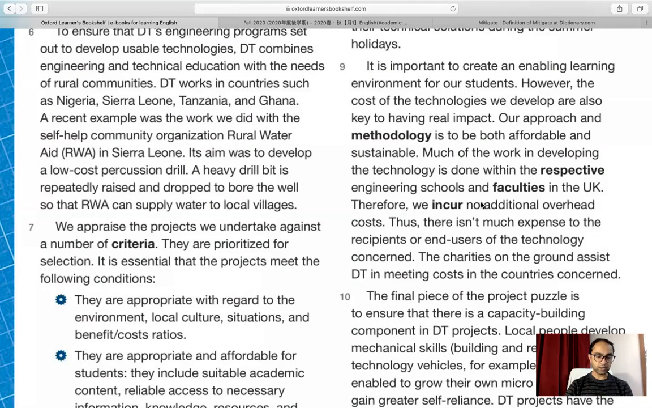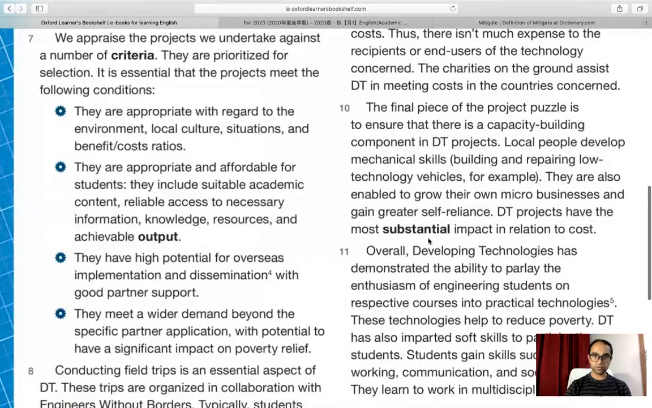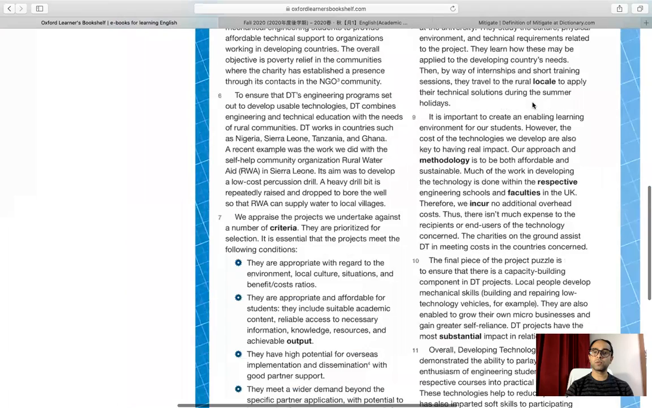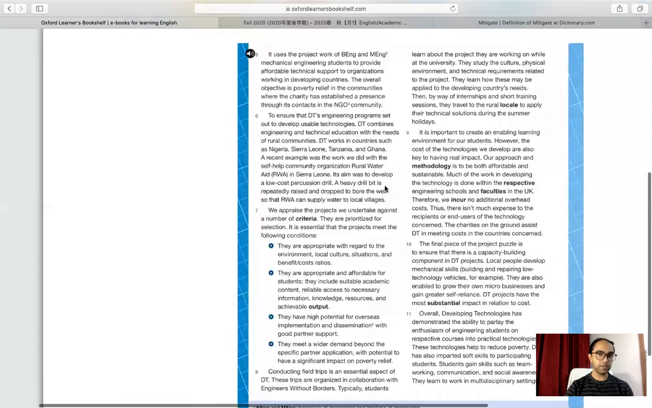Next is incur. Incur is to experience, to meet with something, or to get something. Okay, therefore we incur no additional overhead cost. We don't want to get additional cost. Incur is to get. And maybe you have one more word over there, substantial. Substantial is meaningful, with great significance. Okay, these are some of the words, so please pay attention to these words while you are doing your assignment.